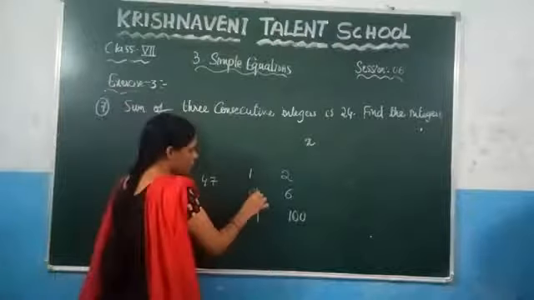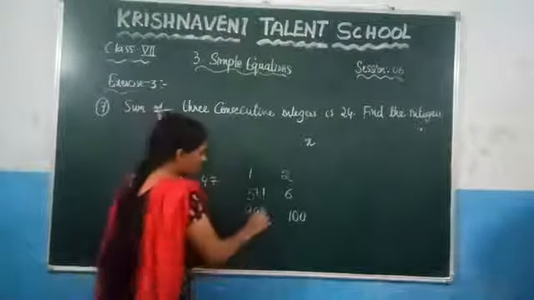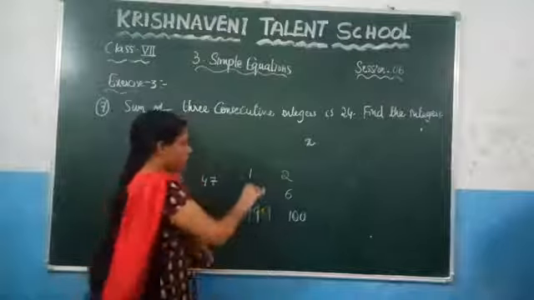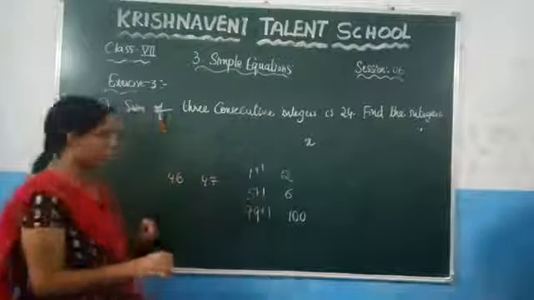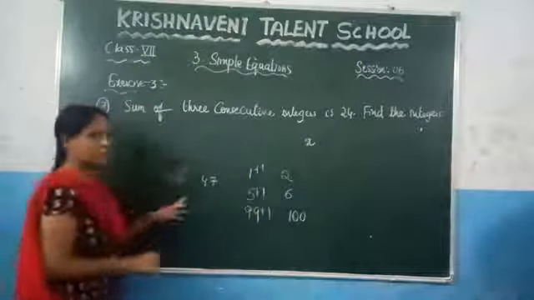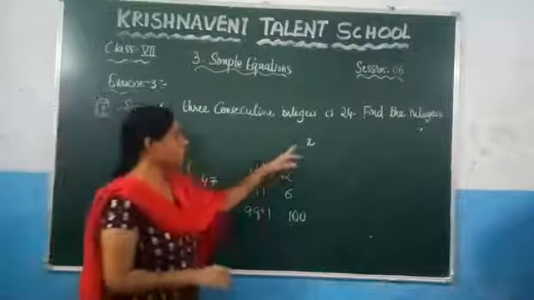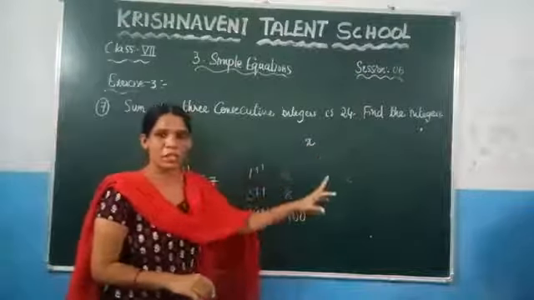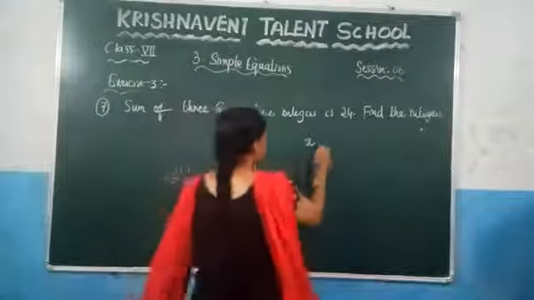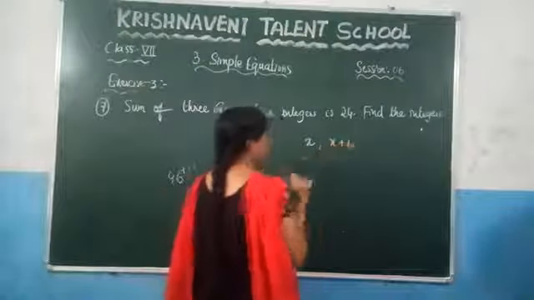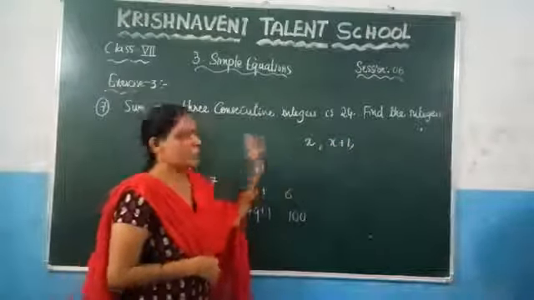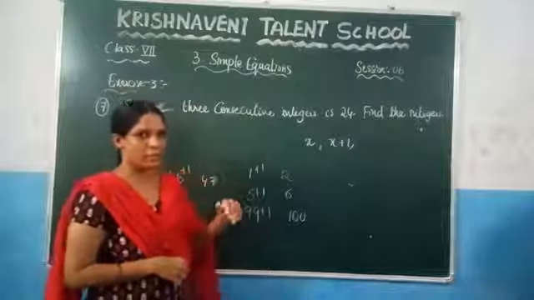Normally, as we discussed, if you want to get the consecutive number, you need to add 1. 5 plus 1 gives you 6, 99 plus 1 gives you 100, 1 plus 1 gives you 2, and 46 plus 1 gives you 47. So if you take x as one number, what should the consecutive number be? It is x plus 1. You need to add 1 to this number so that you get the next number.